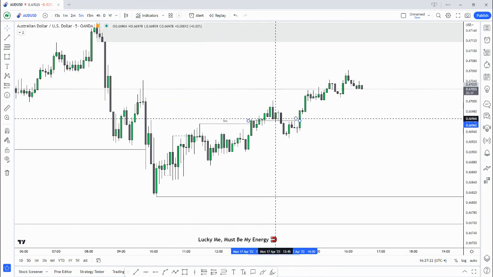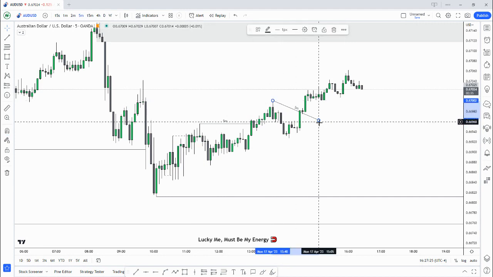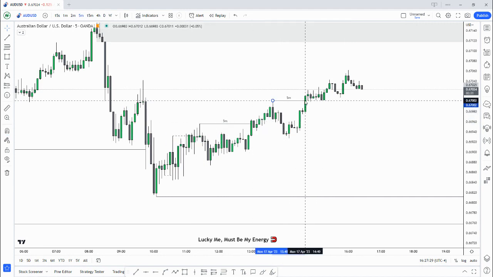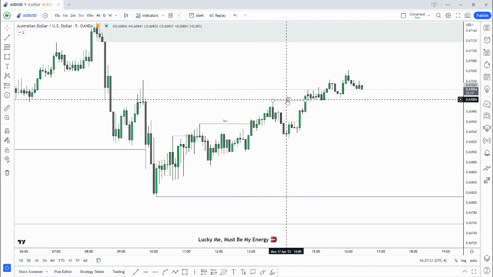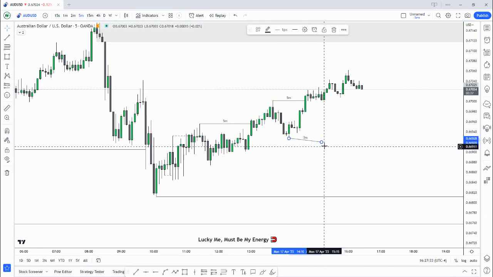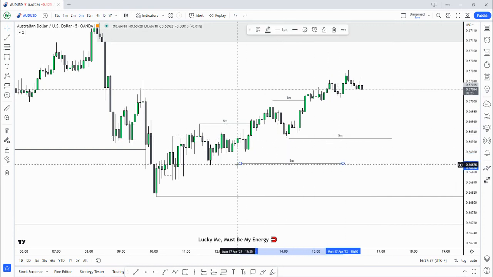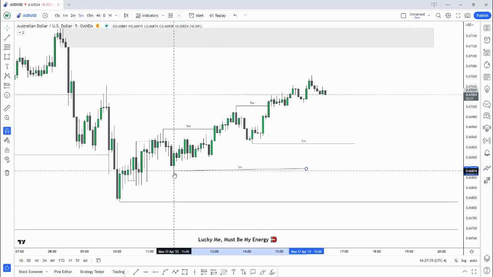We can then see from this high here, price pulls down into this demand zone and then it breaks that high. And we can then, from these points on, mark what we call strong lows. Okay, so right here would be another strong low.